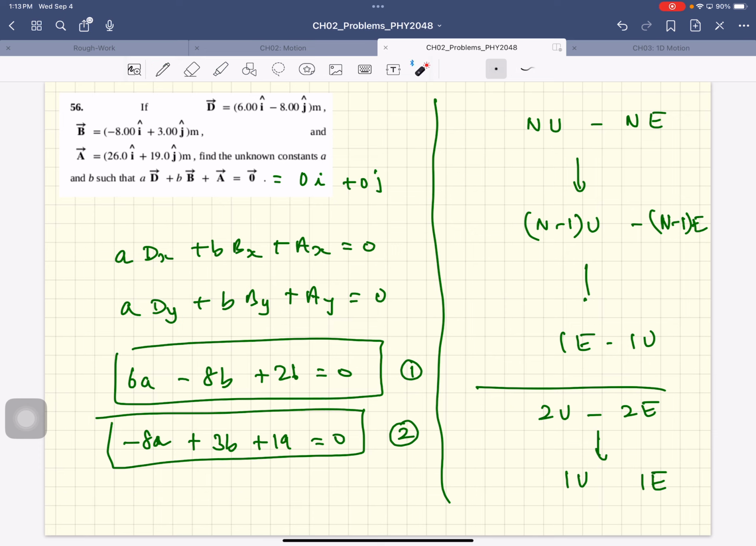Here's a simple trick. You can get a common multiple, add these two equations, and then the a's will cancel. So we'll multiply this equation by 4 and this equation by 3, and you'll get the same coefficient 24. Add the two equations, and that'll cancel that. So you will end up doing this step. All right, so I'm going to erase this part.